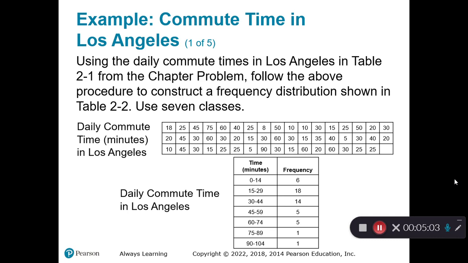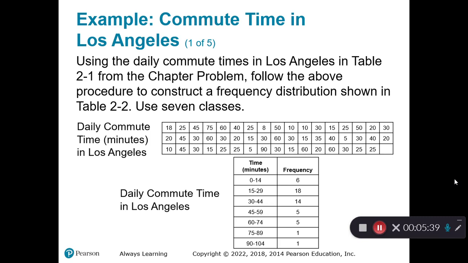Using 7 classes. So this is an example from your textbook. We have 50 different commute times. If you go through that list of 50 values, you see that the smallest of all the values is 5 and the largest is 90. So using the procedure that we saw in the previous 2 slides, we would want to make sure that our first class is going to include that number 5 and that the largest class includes the number 90.